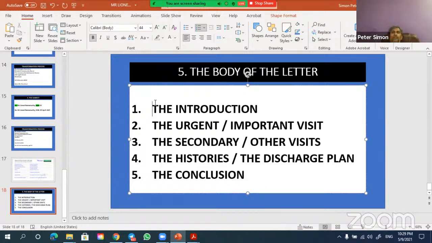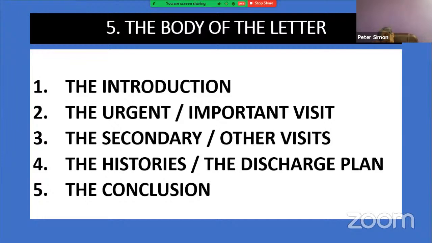Accordingly, you have to adjust. This is a rough tentative plan, not a 100% accurate plan. So the introduction and the conclusion are normal. Only the 3 body paragraphs, the main bodies, differ. Past, present, and future for normal letters, or for an urgent letter, present visit, past visits, and future care. So these are the 5 different things that you have to follow.